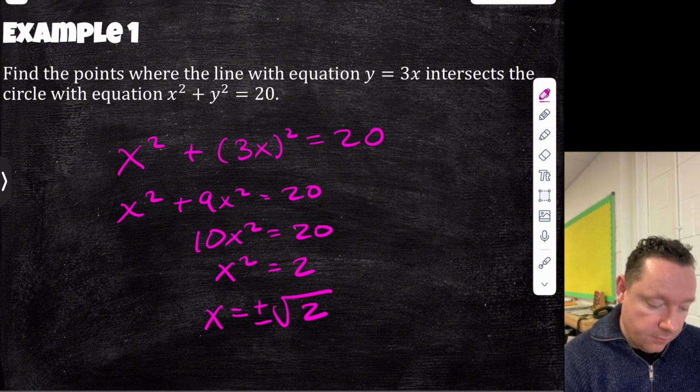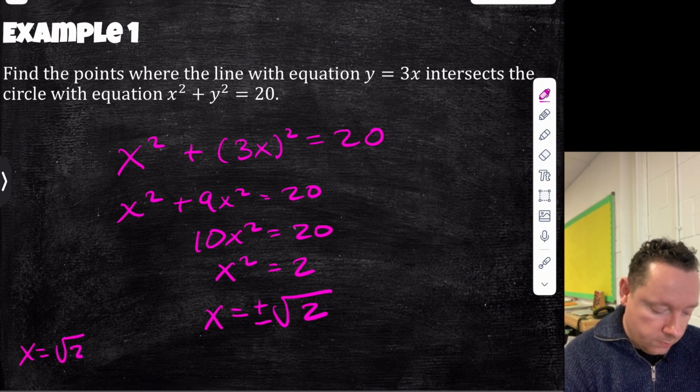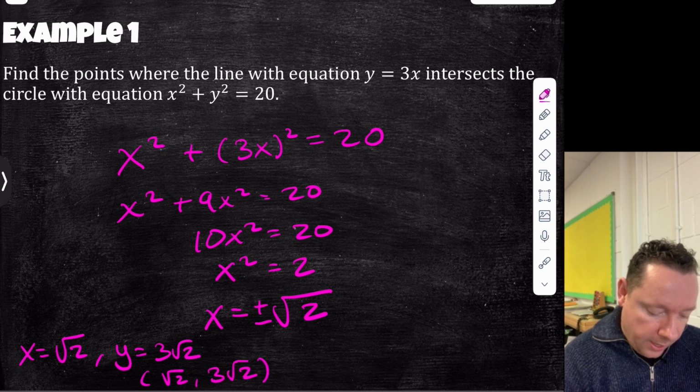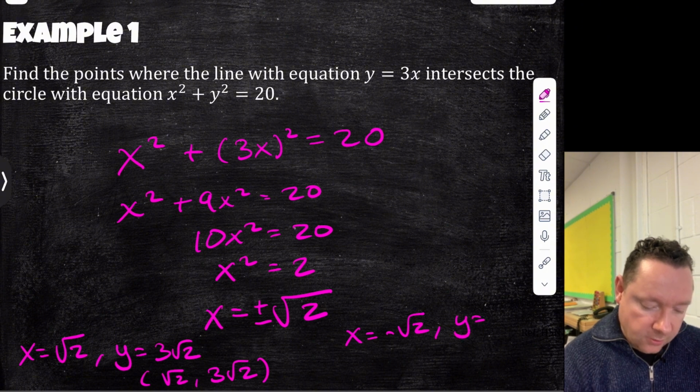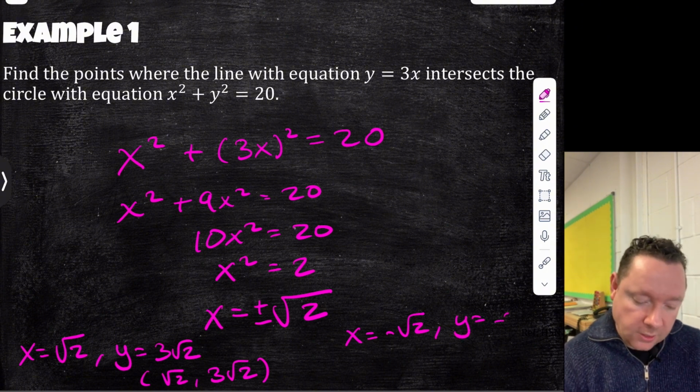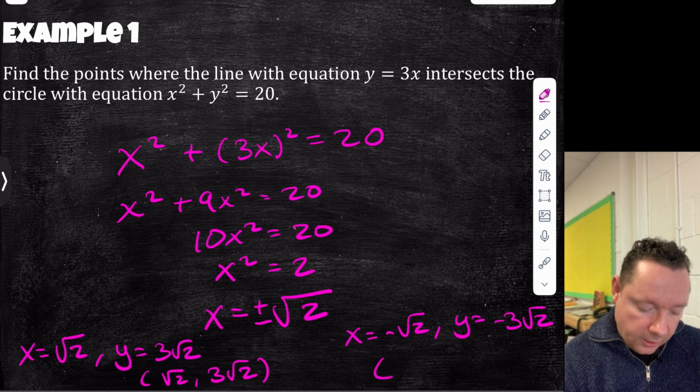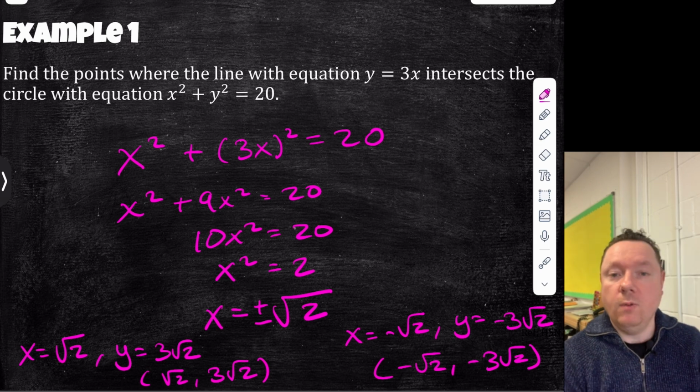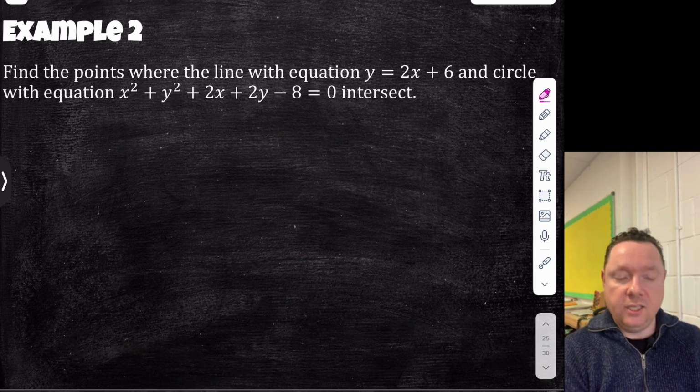And we have to find the points where they intersect. So when x equals root 2, y equals 3x, which is 3 root 2. So our first point is root 2, 3 root 2. And when x is minus root 2, y is 3 times minus root 2, which is minus 3 root 2. So our next point is minus root 2, minus 3 root 2. And we're done there.